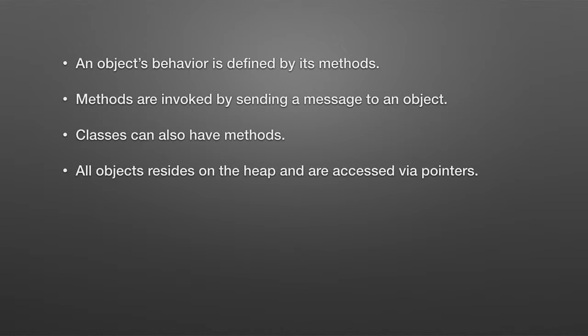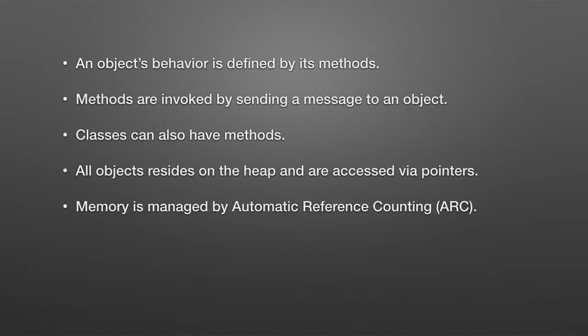All objects in Objective-C reside on the heap and are accessed via pointers. They're not declared on the stack as they can be in, let's say, a language like C++. Memory is managed by automatic reference counting, ARC. And we'll talk about that later. Instance variables are referred to as properties. There's a mechanism for creating instance variables that give you some functionality. And towards the end of this episode, we'll be going into that in more detail.